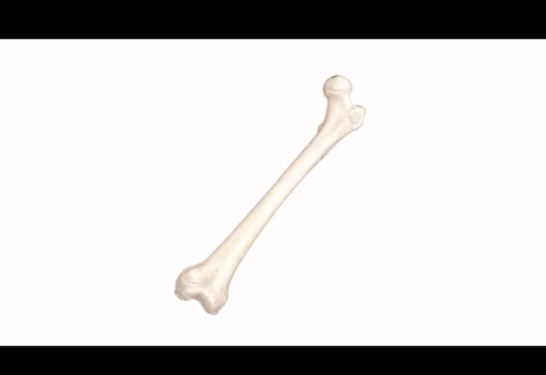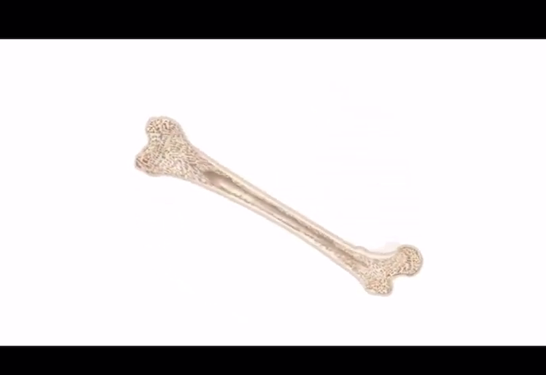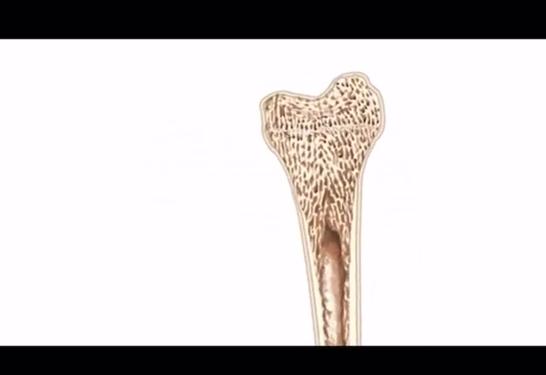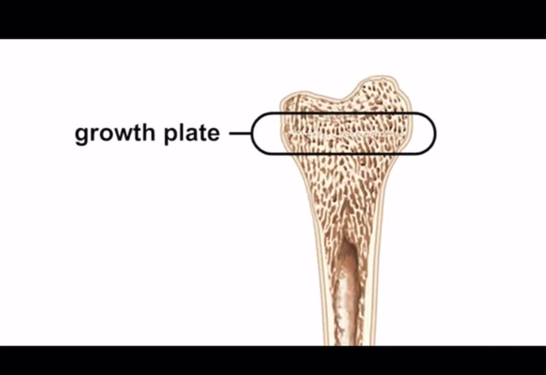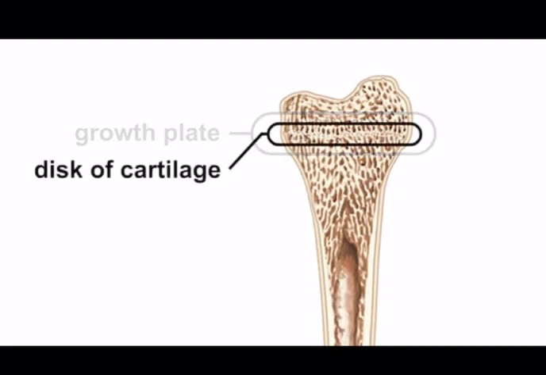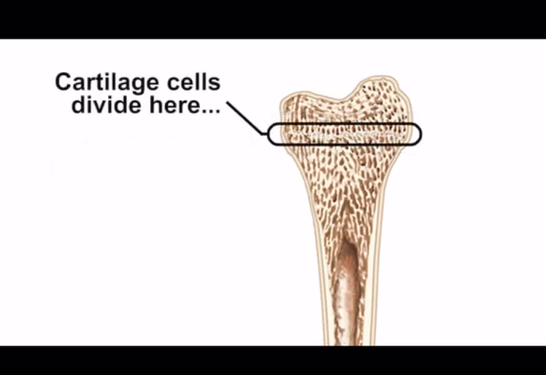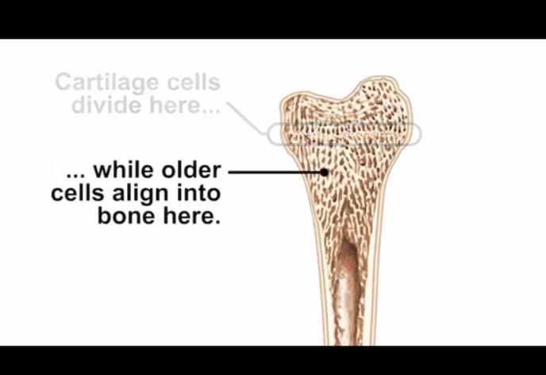Bone growth is a very orderly process that takes place near the ends of long bones. The space where growth occurs is called the growth plate. The center of the growth is a disc of cartilage. Growth occurs as cartilage cells divide. As new cells are formed, much of the cartilage becomes arranged in columns. The growth plate is the only place where bones actually grow longer.